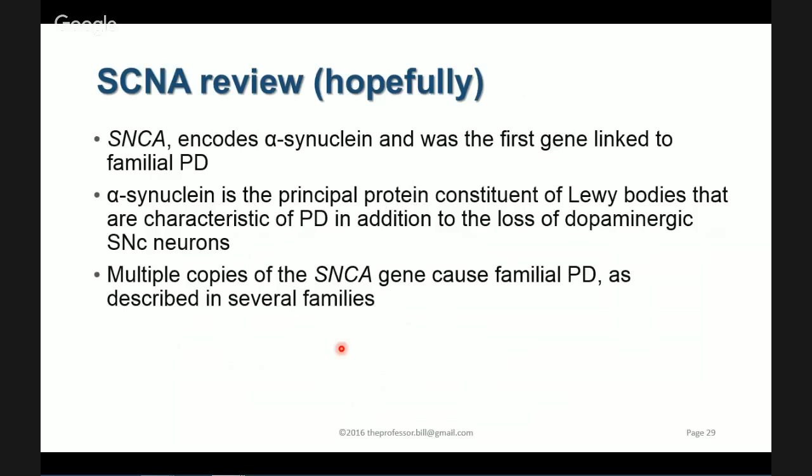It's the first gene that was ever linked to familial Parkinson's disease. Again, in Parkinson's disease and multiple system atrophy, many areas of the brain are commonly affected. It's the principal protein that's associated with Lewy bodies, which again is a characteristic feature of Parkinson's disease. It's also alpha-synuclein that is found in those GCIs found in multiple system atrophy. It's believed to be involved in the pathogenesis of Parkinson's disease as well, specifically in the substantia nigra.